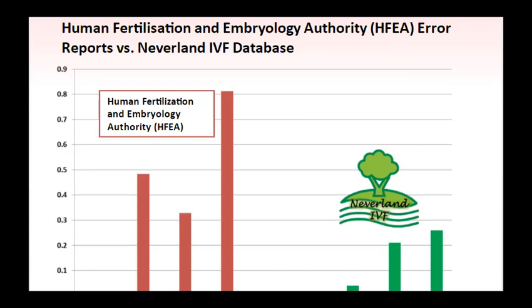A comparison of errors between centers is difficult because of different classifications. For example, cases of ovarian hyperstimulation syndrome, OHSS, were not included in the present analysis, whereas they were included in the HFEA data. The HFEA data may better compare with the Neverland Clinic's moderate and significant classification.